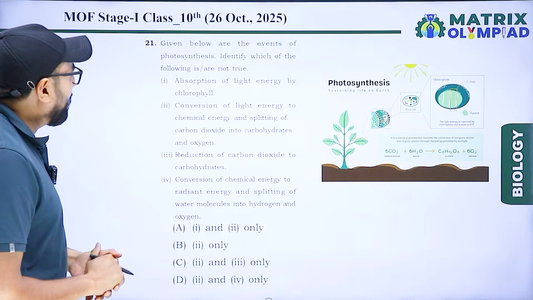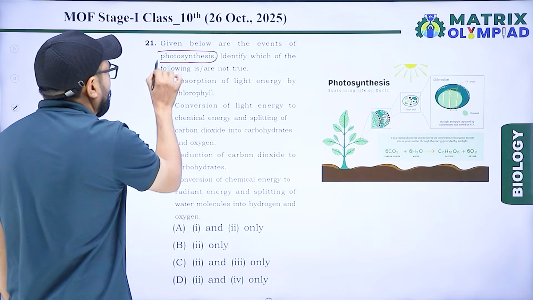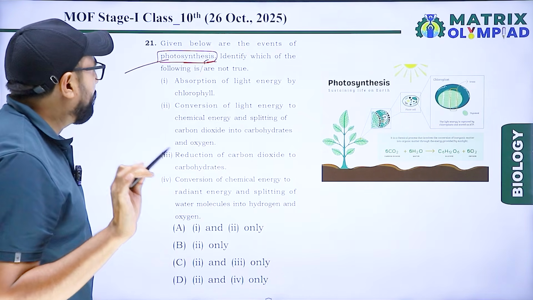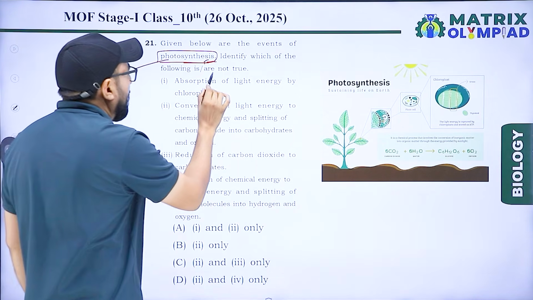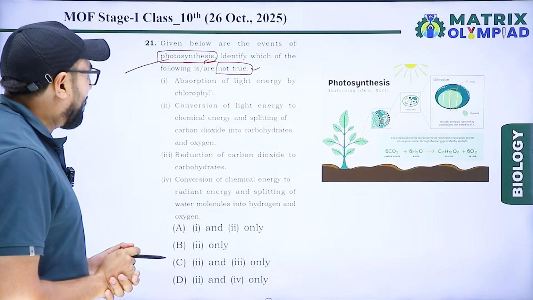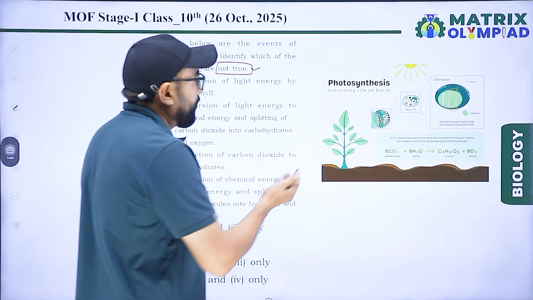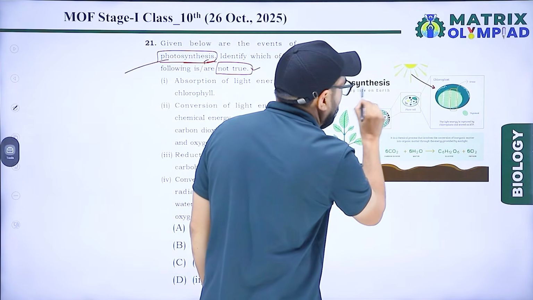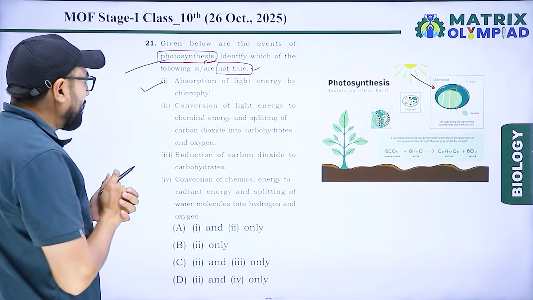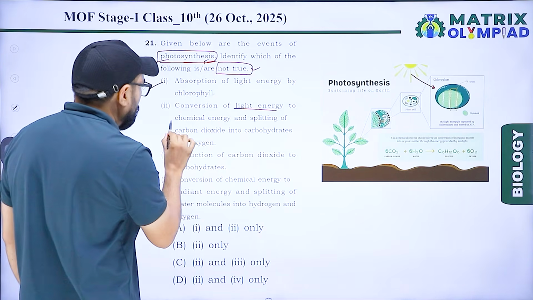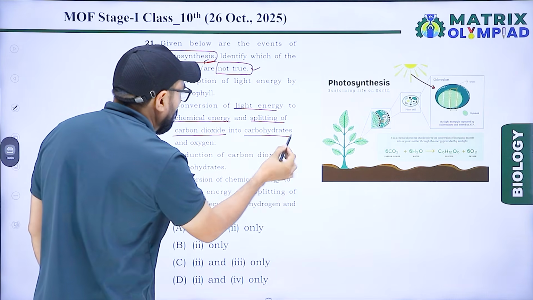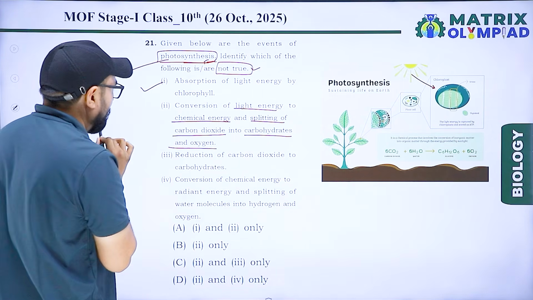Given below are the events of photosynthesis. Photo means light, synthesis means formation of food. Identify which of the following is or are not true. First, absorption of light by chlorophyll, that is right. Conversion of light energy to chemical energy and splitting of carbon dioxide into carbohydrate and oxygen. That is wrong.